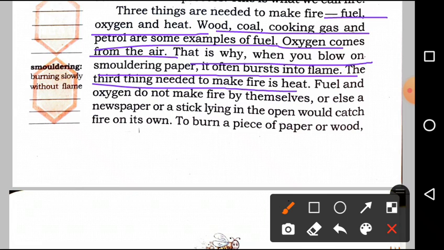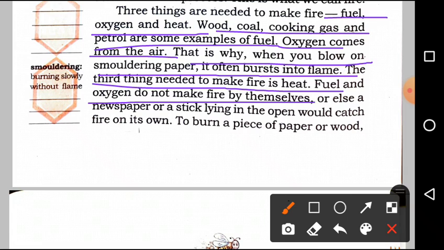The third thing needed to make fire is heat. And the third most important thing which is needed to start fire or make fire is heat. Without producing any heat, it is very hard to produce fire.